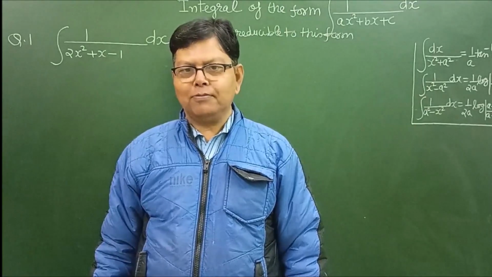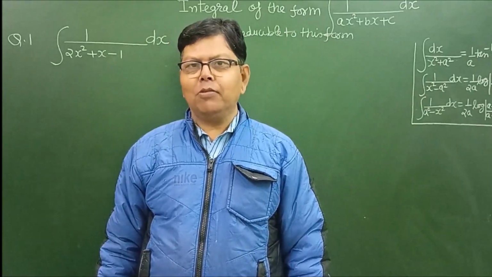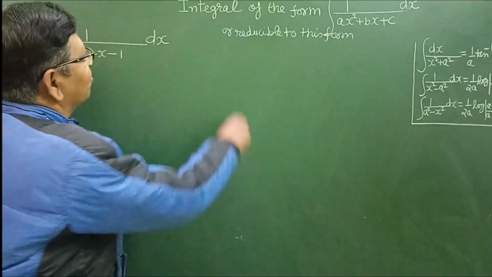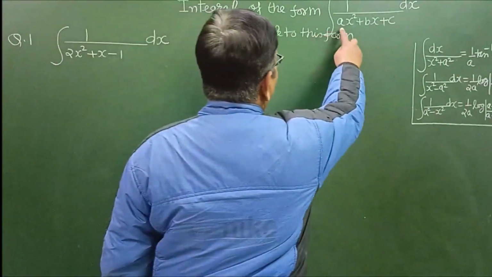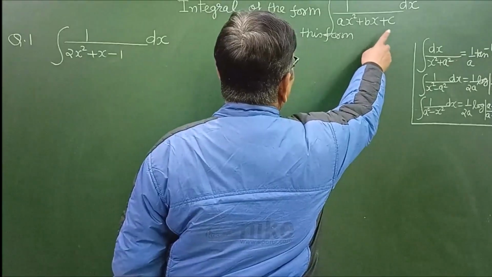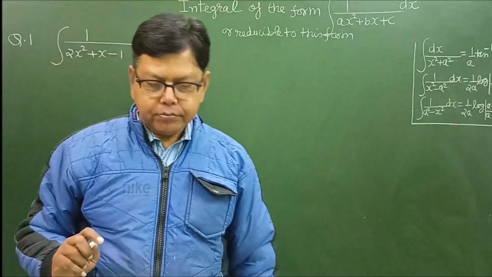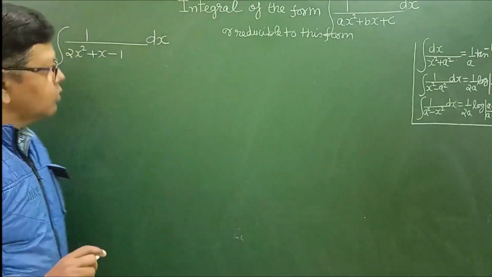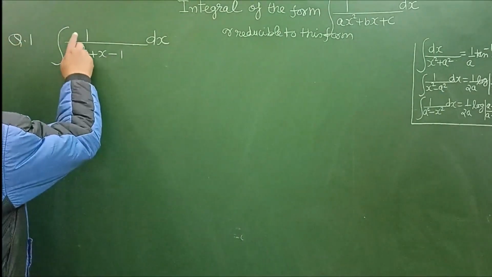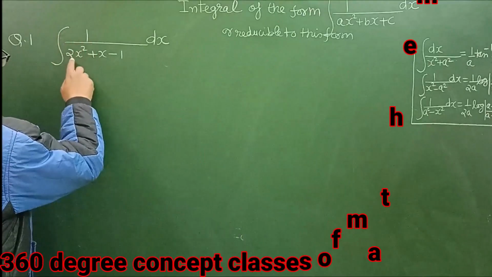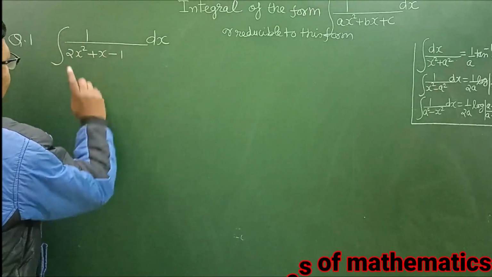Hello students, in this video I will discuss the integral of the form 1 upon ax square plus bx plus c dx, or reducible to this form. Now let us start with question number 1. Find the integral of 1 upon 2x square plus x minus 1 dx.